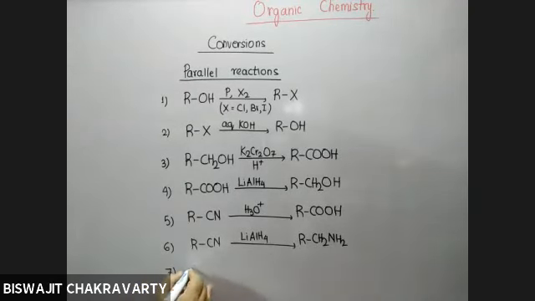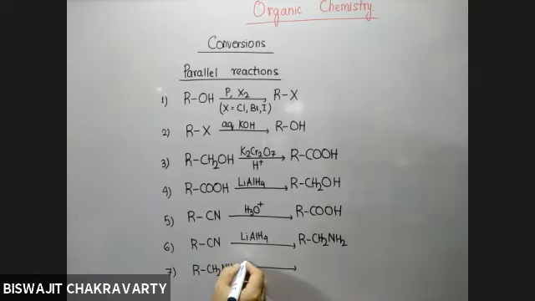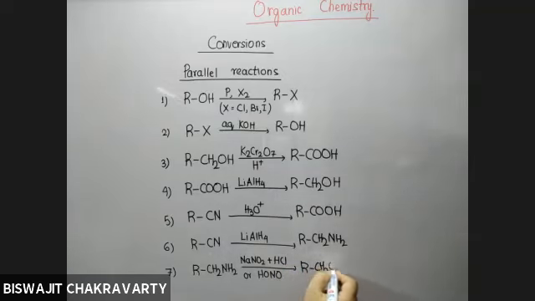Number 7, when amines are treated with nitrous acid, actually nitrous acid is to be used alone, or nitrous acid has to be prepared during the course of the reaction. I can also put NaNO2 plus HCl, or you can also put HONO, nitrous acid, HNO2. It is converted to alcohols.